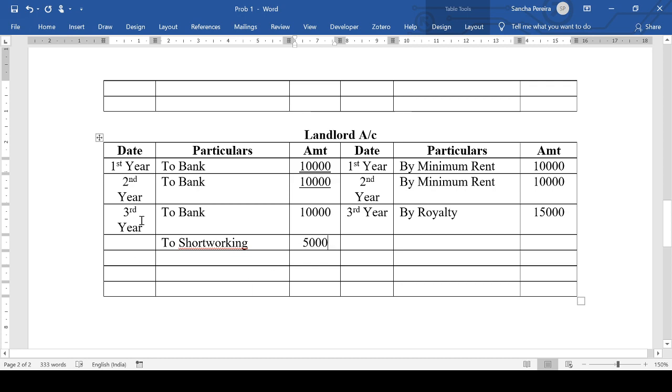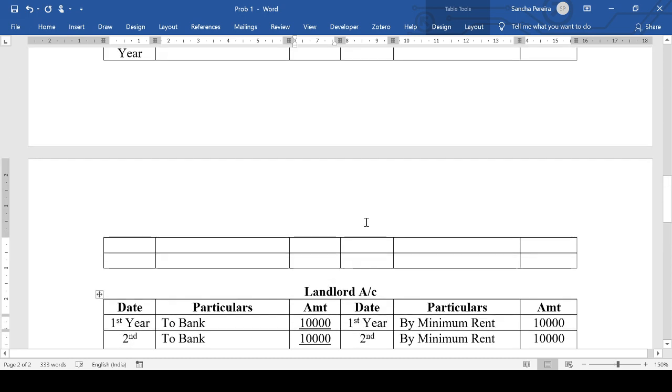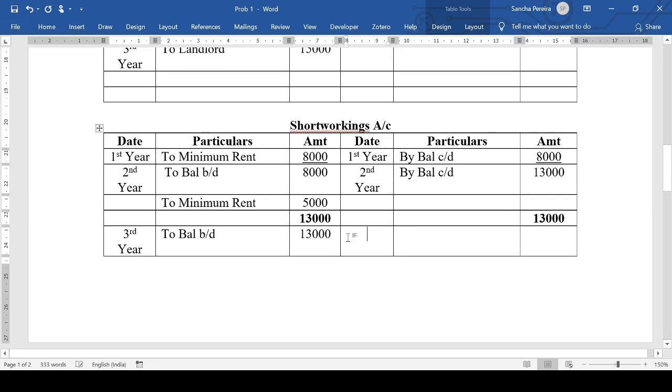So if you say landlord to bank to short working, in short working, it's going to be by landlord. How much is recouped? 5,000.